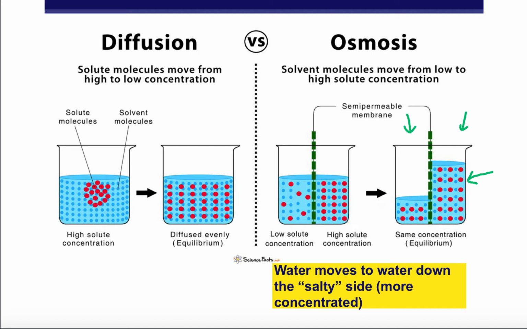Basically, if you think about it, diffusion is about making it as even as possible, and in the case of diffusion, the solute can move very easily, while with osmosis, it's about making both sides as even as possible, but in this case, only water can move, and unfortunately, because only water can move, it has to move towards the saltier side just to balance things out.